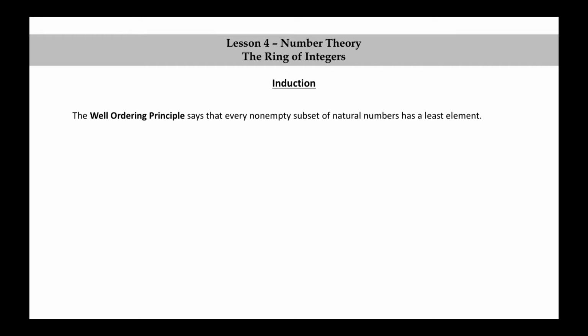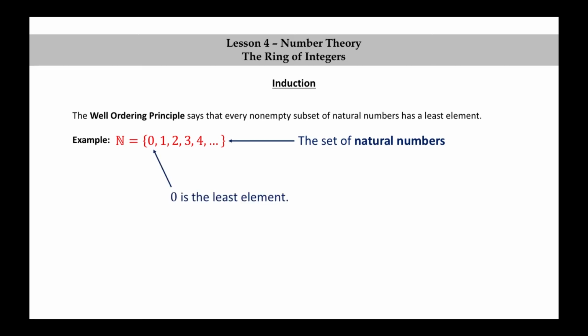Induction. The well-ordering principle says that every non-empty subset of natural numbers has a least element. For example, let's look at the set of natural numbers itself. The least element of this set is 0.